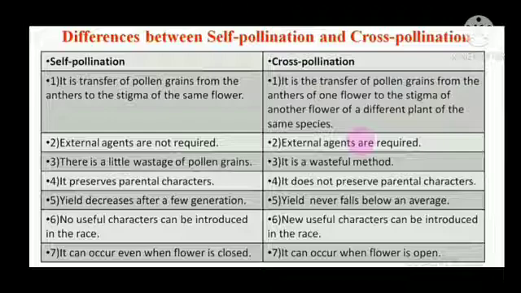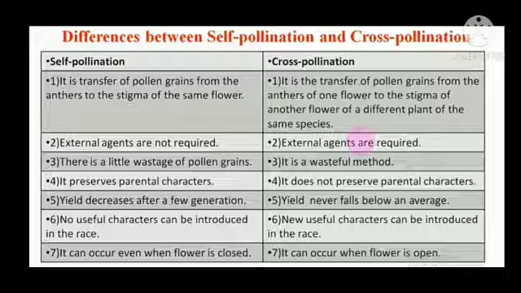Now let's see the difference between self-pollination and cross-pollination. Self-pollination is a transfer of pollen grains from anthers to the stigma of the same flower, while cross-pollination is a transfer of pollen grains from the anther of one flower to the stigma of another flower of a different plant of the same species. In self-pollination, external agencies are not required, but in cross-pollination, external agents are required. While in self-pollination, there is little wastage of pollen grains. It means self-pollination is very economical for the plants.